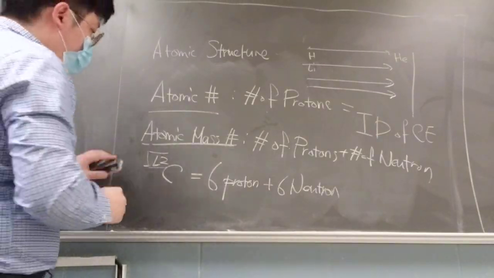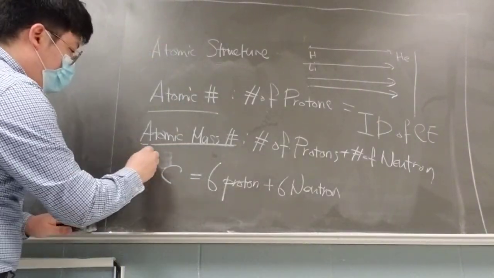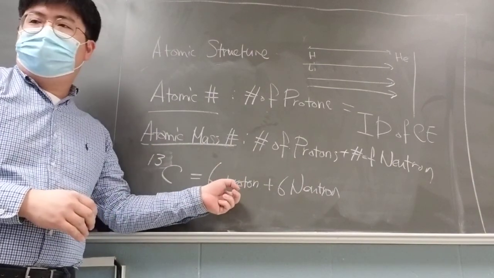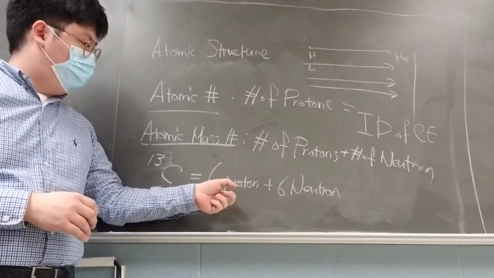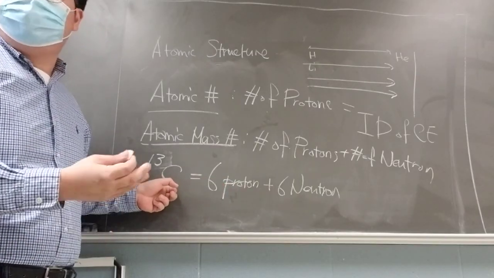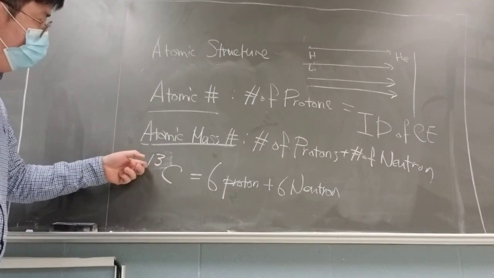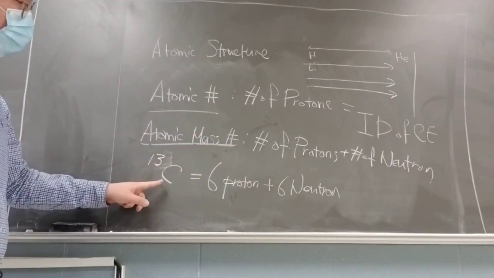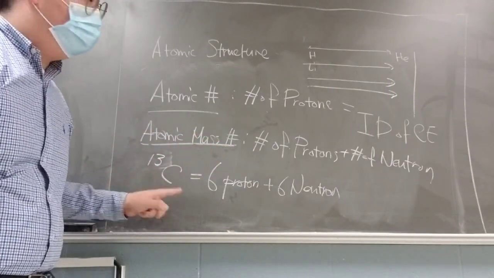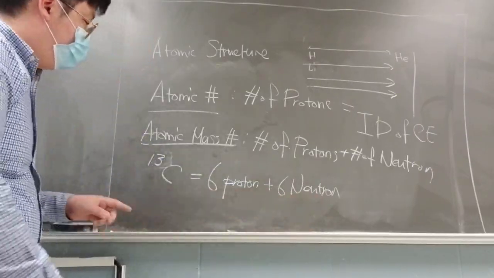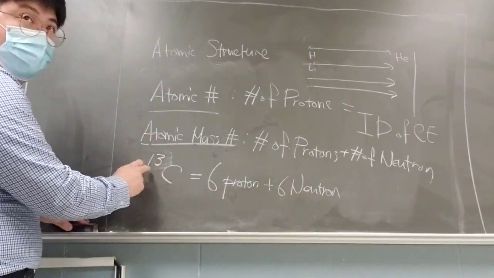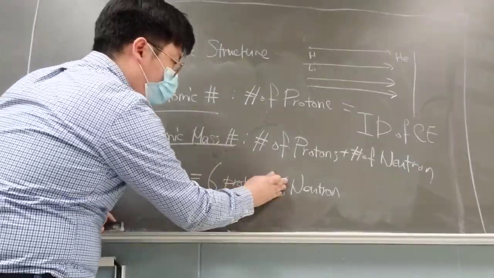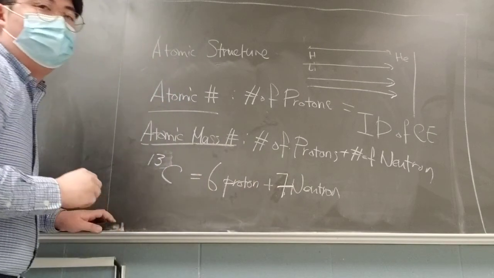So for example, if I give you carbon 13, once again, you cannot change the element. If you change this number, this is not carbon anymore; it could have been something else. But I said 13 as your atomic mass number on the top of the carbon, which means it changed only the number of what? Neutrons. So if that is carbon 13, unlike carbon 12, it is still the same number of protons, but 7 neutrons.